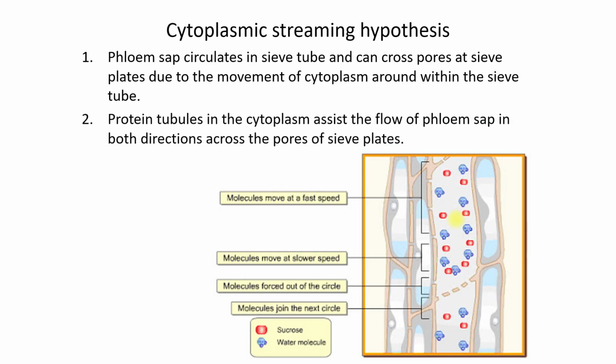Protein tubules in the cytoplasm will assist the flow of phloem sap in both directions across the pores of the sieve plates. So I'm sure you know this is the sieve plates, and I'm sure you know that in the cytoplasm we have many protein tubules. We have learned this in the first term. So this is about the cytoplasmic streaming hypothesis. It explains how this phloem sap travels from one sieve tube to another sieve tube through the sieve plates.